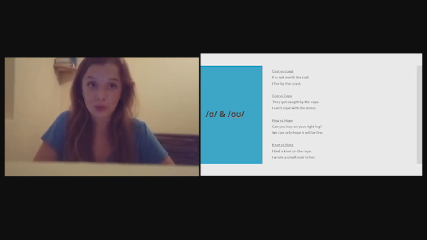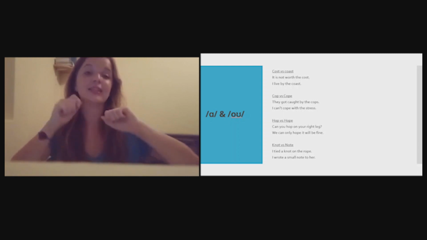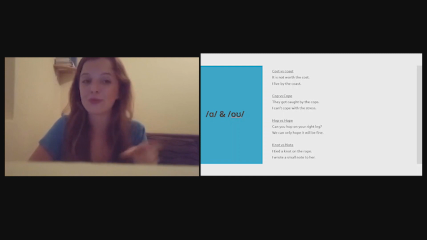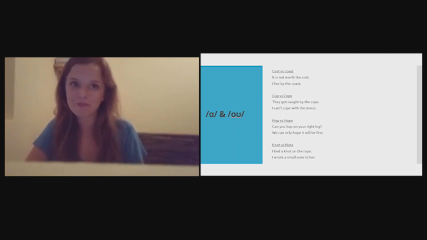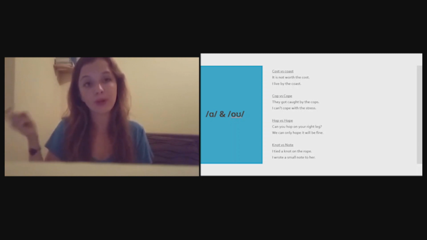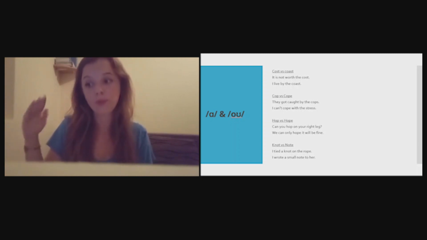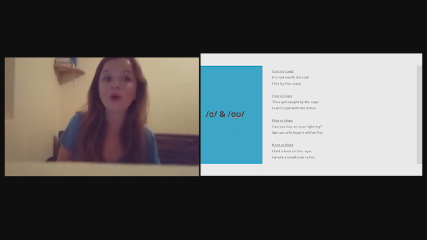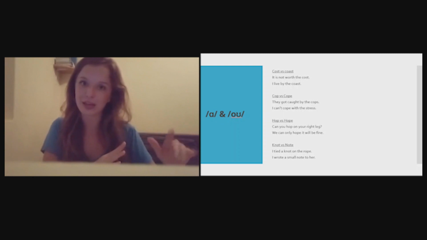Knot versus note. So I tied the knot on the rope, but I wrote a small note. I wrote a thank you note to her. So cost, cop, hop, knot, like a very short sound. And then coast, cope, hope, and note, longer sounds.